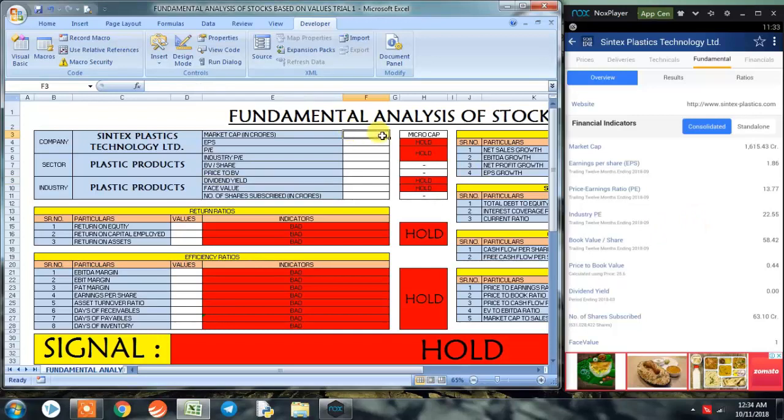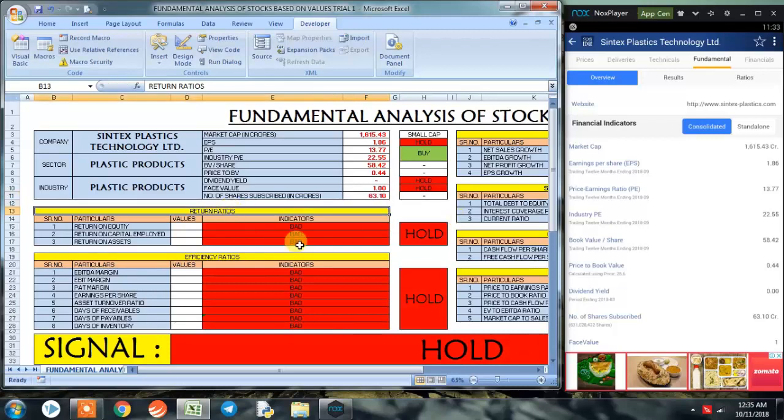The first is market cap, which is 1615.43 crores, clearly a small cap company. Now the EPS is 1.86, price to earning ratio is 13.77, industry PE is 22.55, book value per share is 58.42, price to book value is 0.44, dividend yield is 0, the face value is 1 and number of shares subscribed is 63.10 crores.